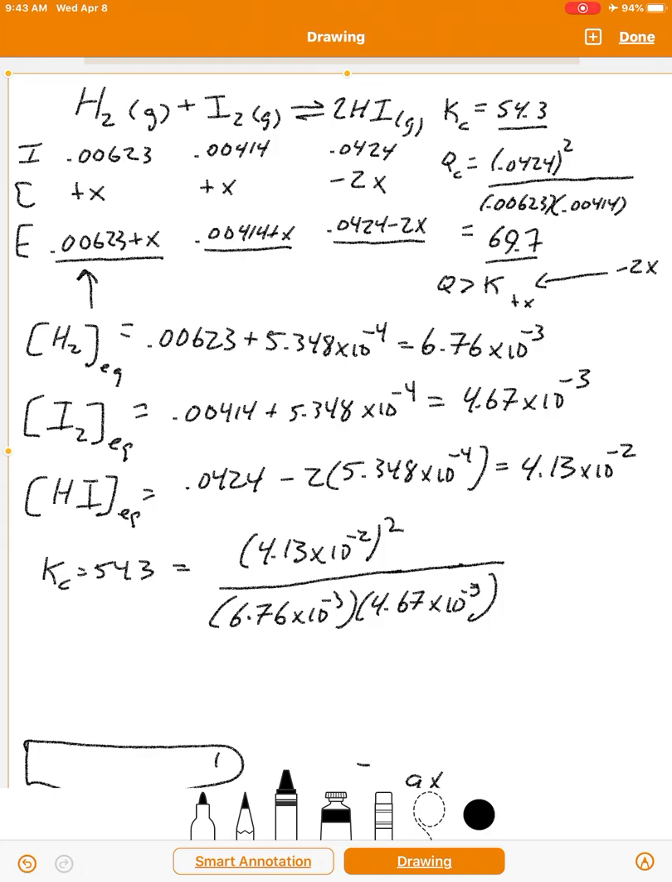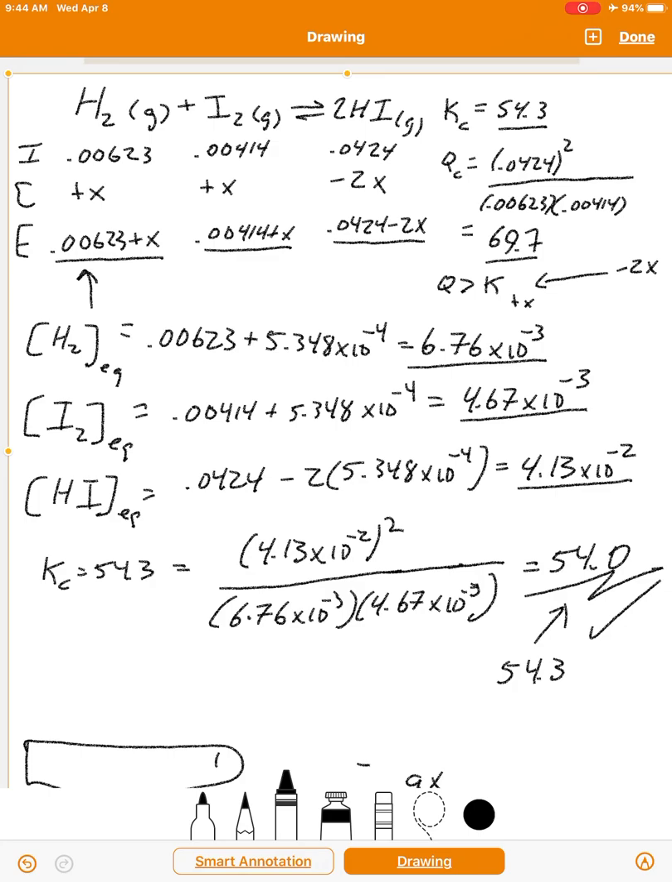Okay? Well, when I do this, I get 54.0. Now, that's not exactly 54.3, but it's pretty darn close. It'd be hard to get it much closer than that. So the fact that this is approximately equal to 54.3 tells us, yes, we've got pretty much the right answer. Okay? So there we go. The final answer in scientific notation would be right here. And if you wanted to put it into decimal notation, we could do that as well.